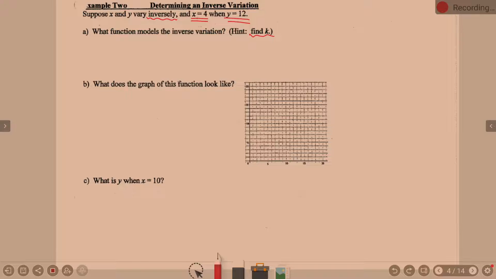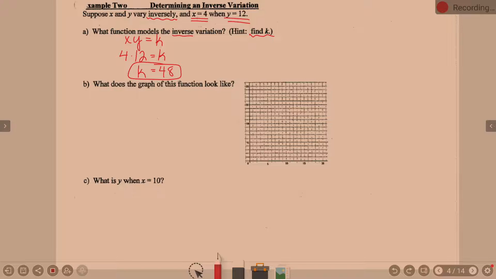X times Y, right? If you go back up to inverse variation, XY equals K. So because they want inverse variation, X times Y equals K. Do we know an X and a Y value? Yeah, those are provided, right? What's X? 4. What's Y? 12. So 4 times 12 equals K, and 4 times 12 is 48. So right there, K is 48.